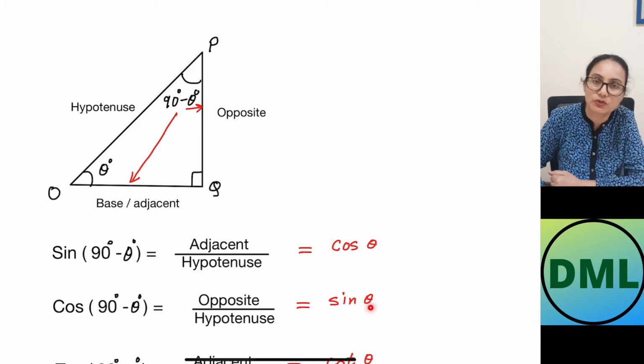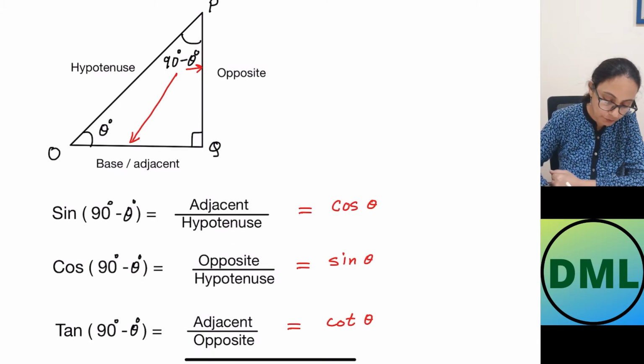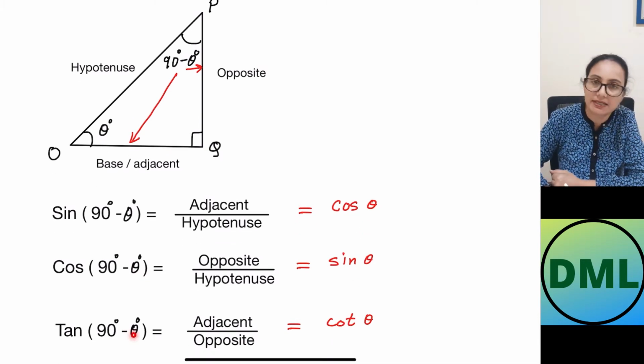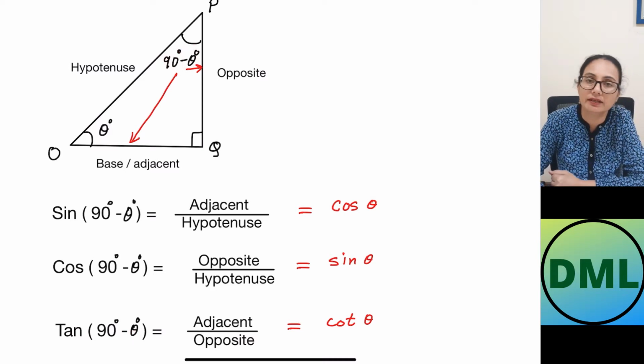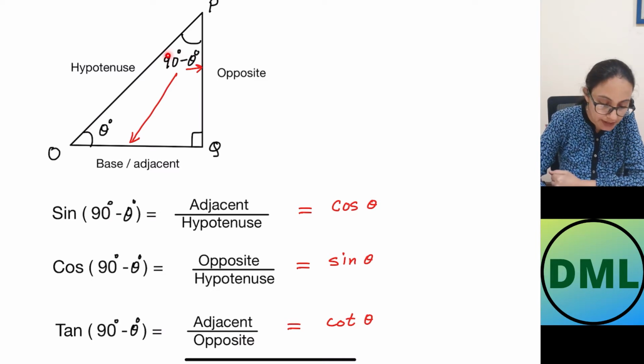So this is equal to sine theta. That means cos of 90 degree minus theta will be equal to sine theta. Now I will look for tan of 90 degree minus theta. So for this angle 90 degree minus theta, what is tan theta we have? Tan theta is opposite over adjacent. So for this angle theta, this is our opposite and this is our adjacent.